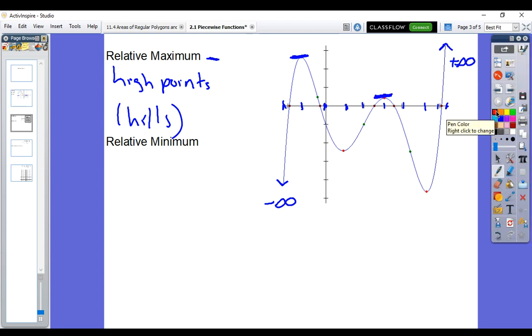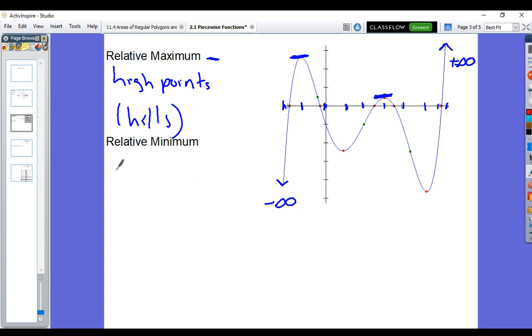But let's look at minimums. If maximums are high points, minimums will be low points. Those are our valleys, the bottom of our valleys. So here we look at the very bottom of our valleys. This is a relative minimum. And then also down here, that's a relative minimum right there. So that's maximums and minimums. All right.